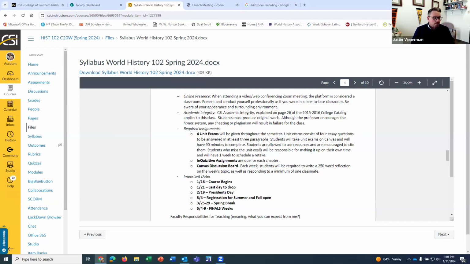Okay. Really, the biggest thing are these 4 unit exams. The unit exams consist of 4 essay questions. I want you to answer those in 3 paragraphs. The first paragraph provides the context. What's going on? What's happening during that time period? Why is the question even important? Why would it be coming up? That's the context. The second paragraph answers the question, right?